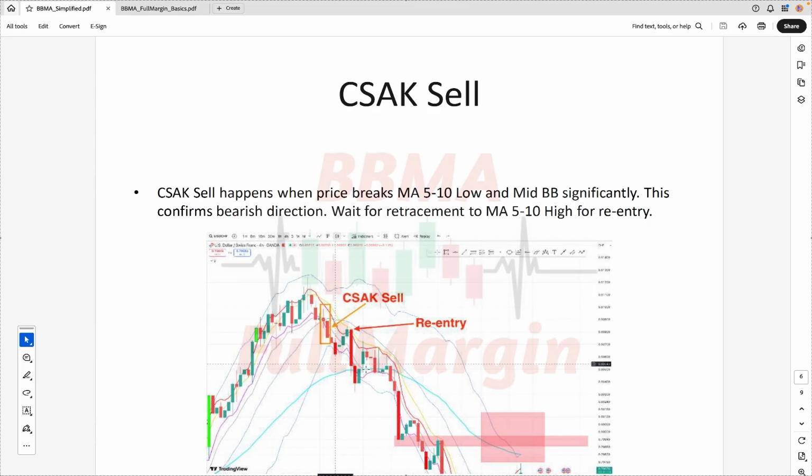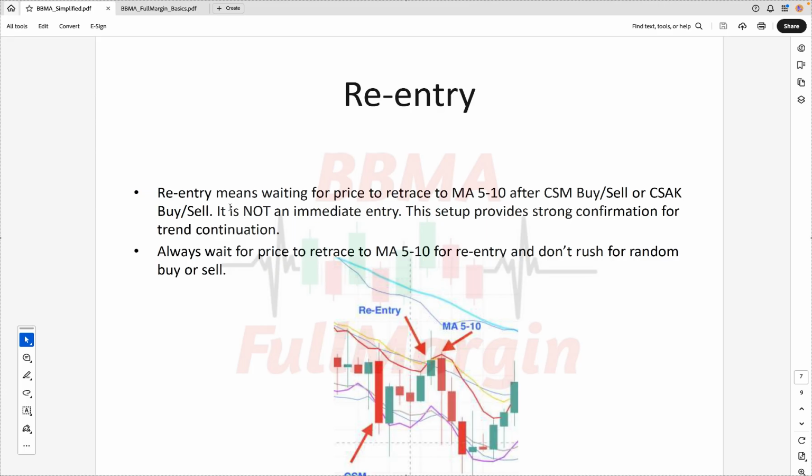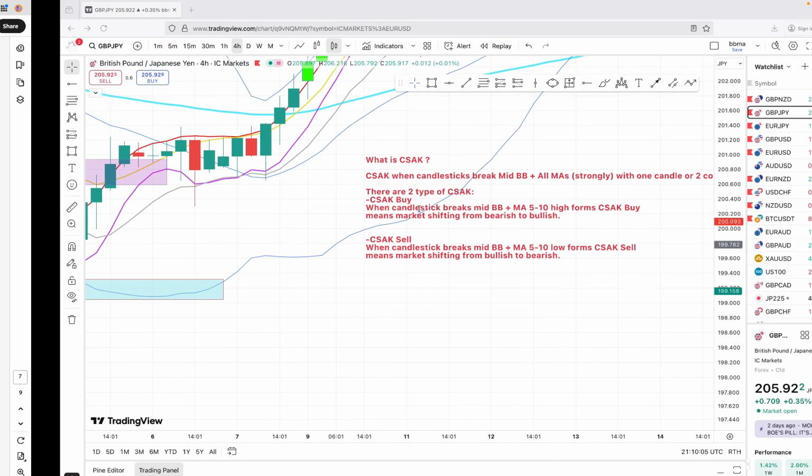I'm explaining multiple times and making this video very long. So sorry for that. Re-entry setup. So re-entry is, I always tell, MA510 high or low. After seeing this CSM buy or sell, or CSAK buy or sell, you need to wait for the market to retrace to MA510 high or low.